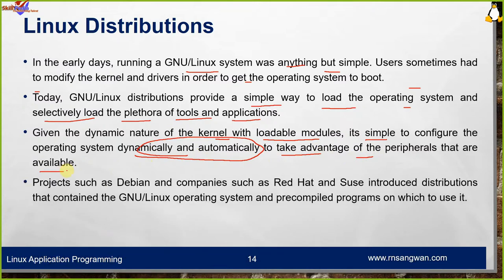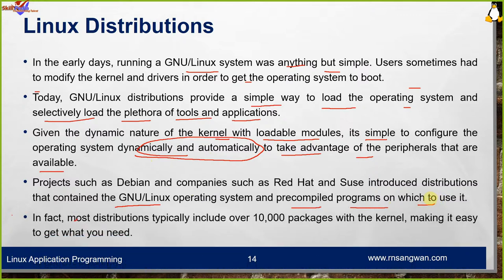Projects such as Debian and companies such as Red Hat and SUSE introduce distributions that contain the GNU Linux operating system and pre-compiled programs with which to use it. In fact, most distributions typically include over 10,000 packages with the kernel, making it easy to get what you need.